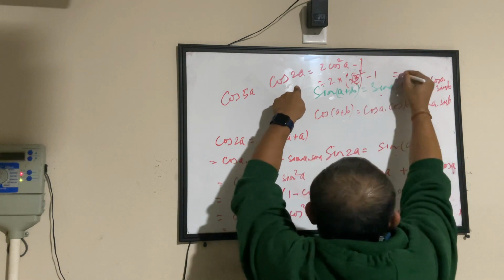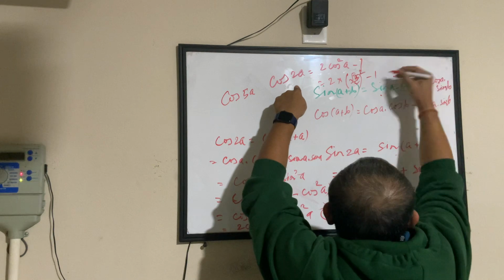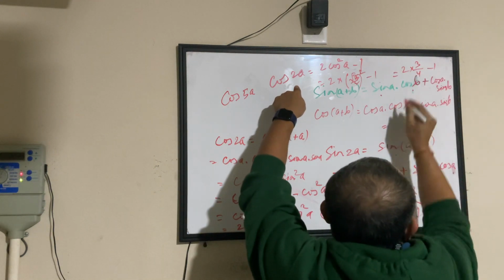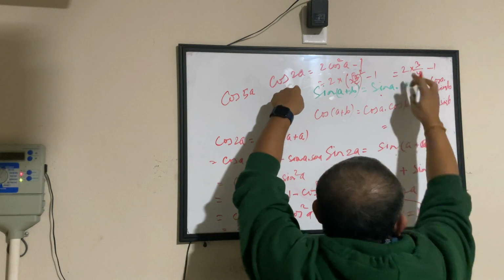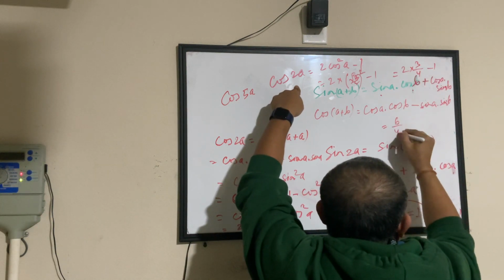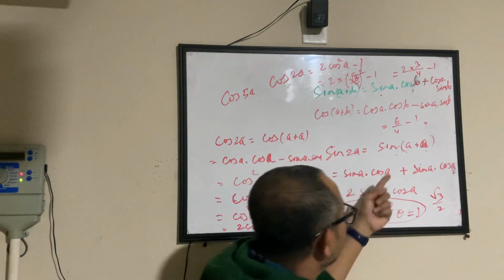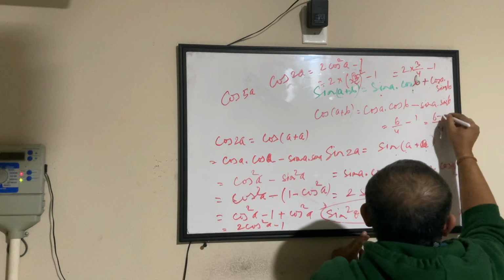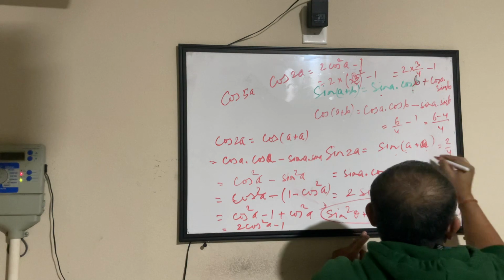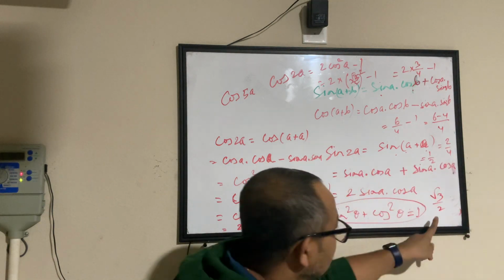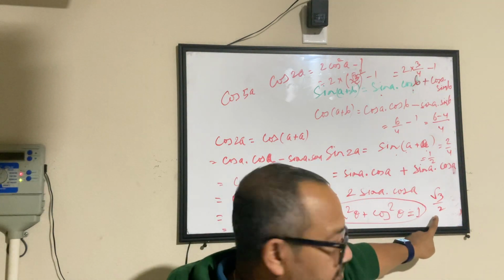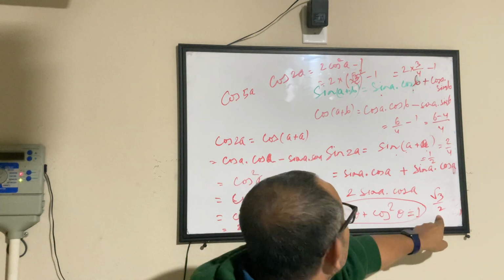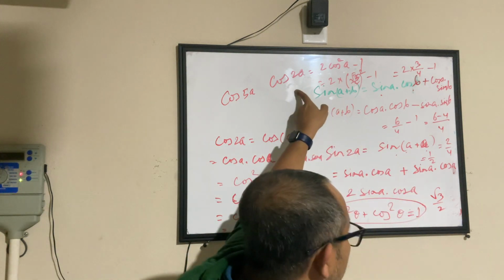minus 1. So 2 times root 3 square is 3, 2 square is 4, minus 1. 2 times 3 is 6 by 4, minus 1. And you can find out the value of this, which will be nothing but 6 minus 4, 2 by 4, 1 by 2. So we were able to get the value of cos 60 degree.